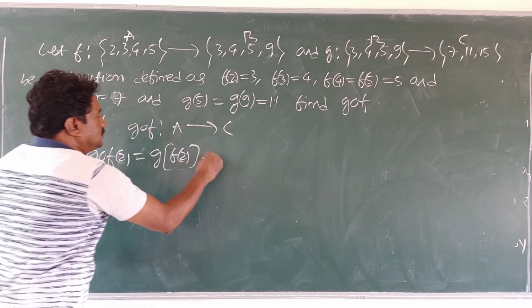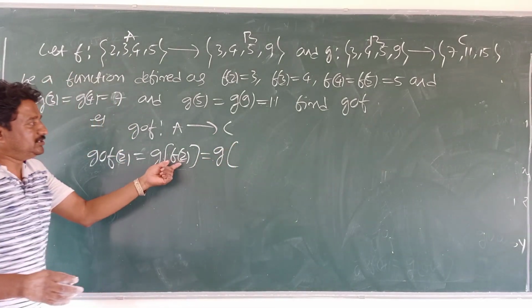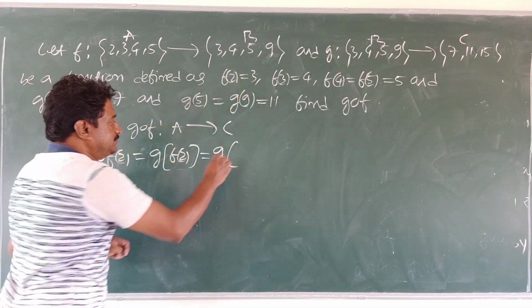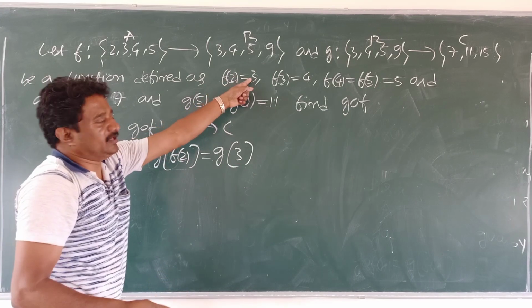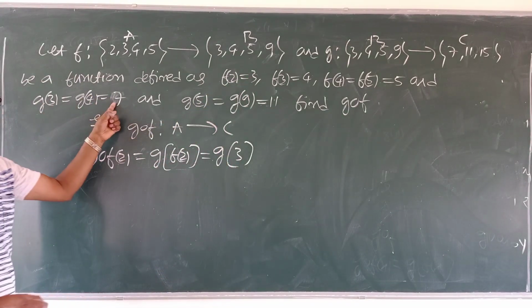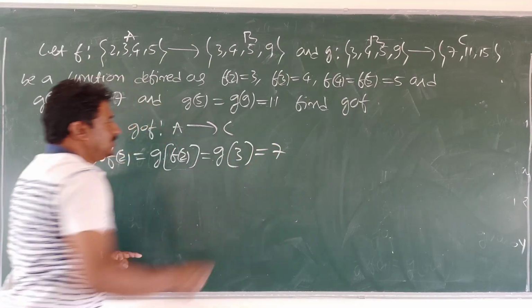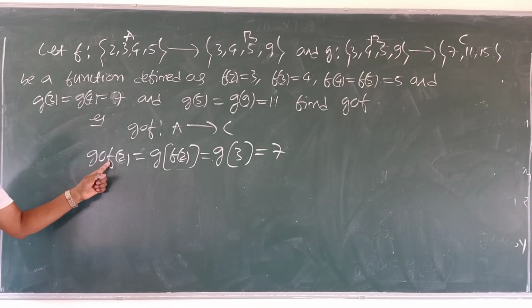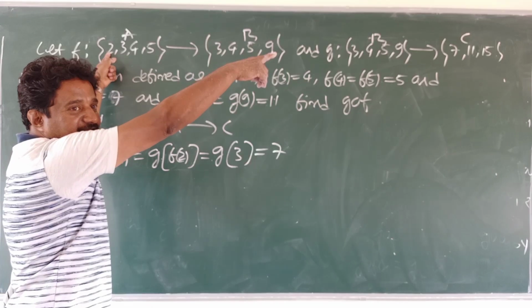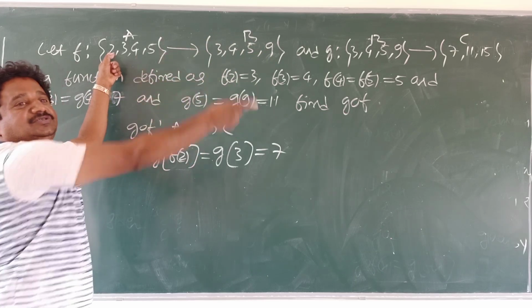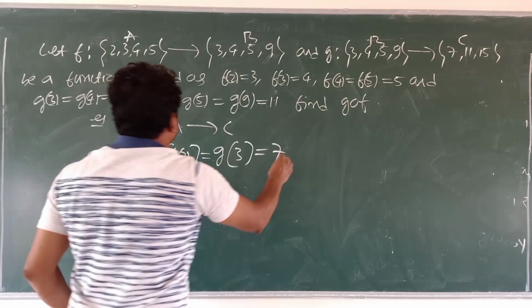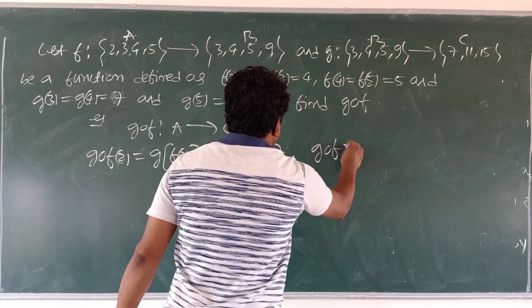(g o f)(2) is g of f(2). How much is f(2)? Given, 3. f(2) is 3. How much is g(3)? Given, 7. Look at this, students. g o f relates 2 with 7, from A to C. g o f is a function from A to C. Now you calculate (g o f)(3).